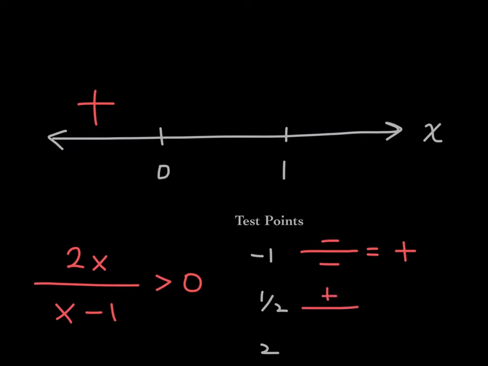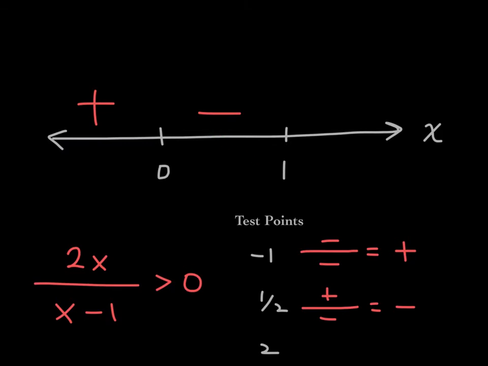Now the denominator, you're going to get 1/2 minus 1. That's going to give you a negative result. And a positive divided by a negative is a negative. So that means between 0 and 1, the graph is negative. That is to say, between 0 and 1, the graph is below the x-axis.